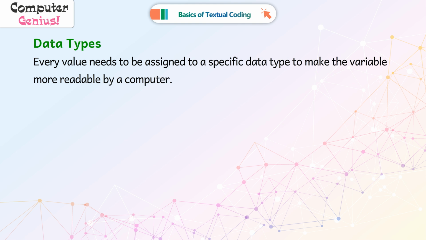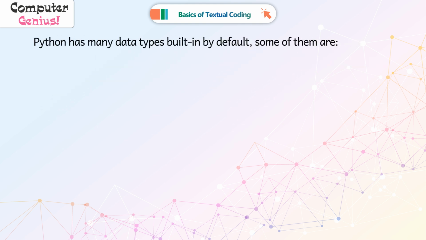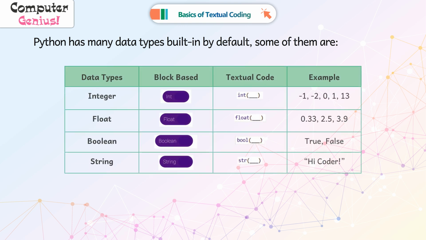Every value needs to be assigned to a specific data type to make the variable more readable by a computer. Python has many data types built in by default. Some of them are data types, block-based, textual code. Example, integer, int: -1, -2, 0, 1, 13.